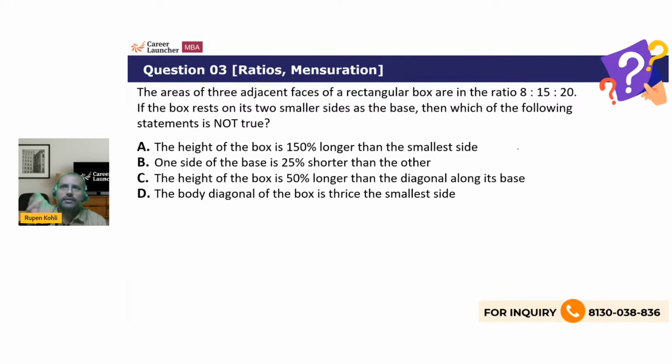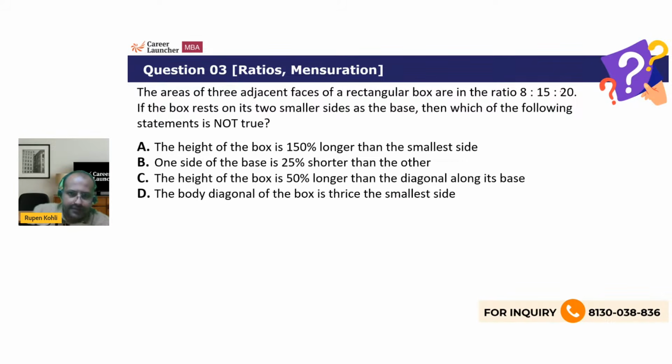So if the dimensions are, let's say, x by y by z, their areas respectively of the rectangular regions will be what? x into y, x into z, y into z, right? So the ratio of those areas is given, and then we have to conclude which of the following statements is not true. So from four of the options, three of them are true. Whichever is not true, we have to mark as the answer.